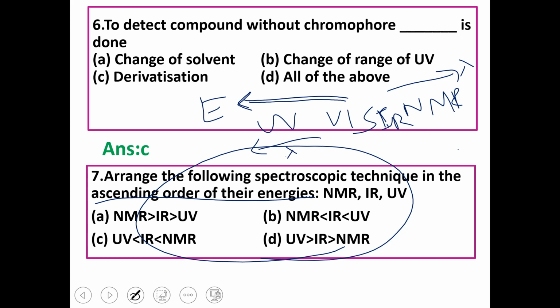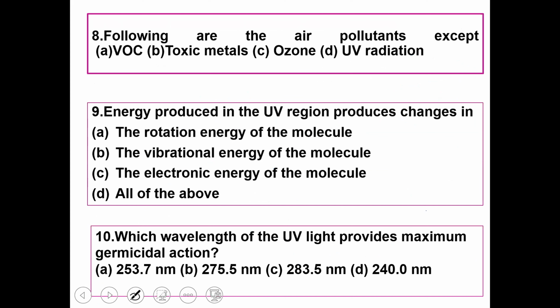So now the question is ascending order of energy. Energy is more for UV, right? So you have to put this answer. UV is more, then IR, and the least is NMR. Option D is the right one. So this is a very general question. Since UV is involved here, I took this question.